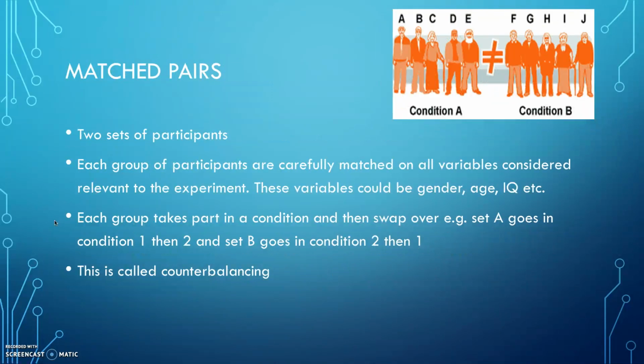So this is the last bit of this video, and now we're on to the experimental design matched pairs. This involves two sets of participants, and each group are carefully matched on variables considered relevant to the experiment. So examples of variables they could be matched on are gender, age or IQ, etc. Each group takes part in both conditions, but at different times. So set A would go into condition 1 and then condition 2, whereas set B would go into condition 2 and then condition 1. And this design is actually called counterbalancing.